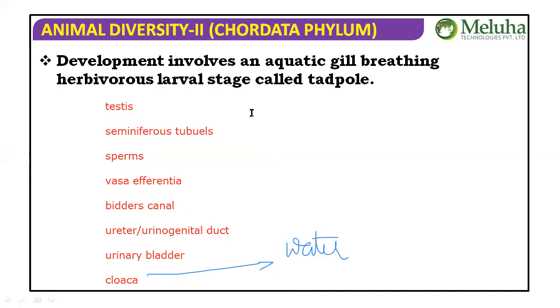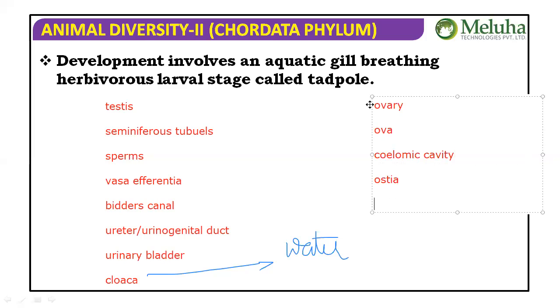Okay, next, in the case of the female reproductive system, the ovary. What do they do? They produce ovum. Where do they release them? They release them into the coelomic cavity. Who collects them? The oviduct, with the help of an opening called ostia. Through the opening ostia, they enter the oviduct.